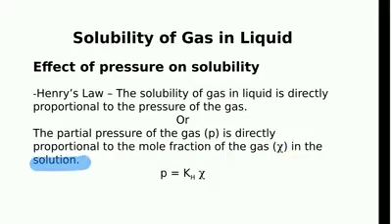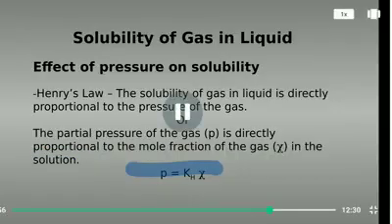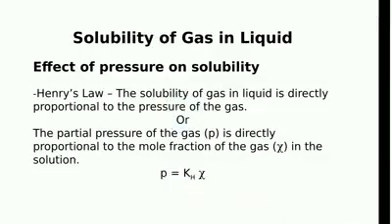So the mathematical statement or the formula is P equals Kh times chi. Here Kh is the Henry's constant, P is the partial pressure of the gas, and chi is the mole fraction of the gas.